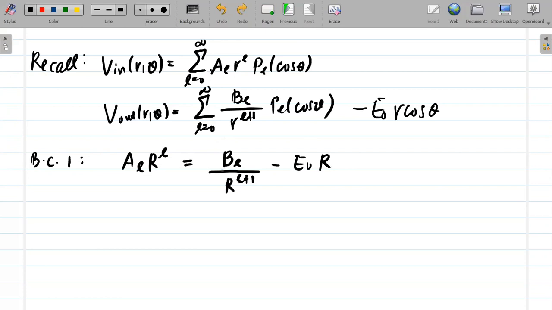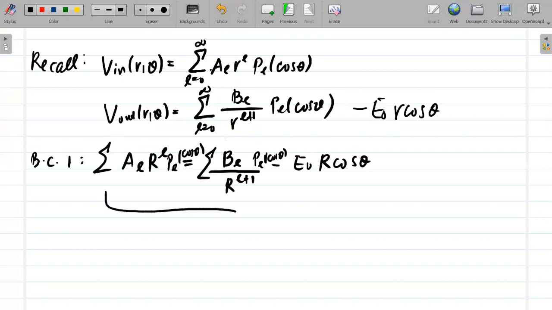Now class, bakit pala E naught R cos theta? Wait nga lang. Maglagay na lang ako ng PL cos theta dito para hindi kayo malito. Summation PL cos theta minus E naught R cos theta. Now class, from inspection, anong L lang yung matitira dito?